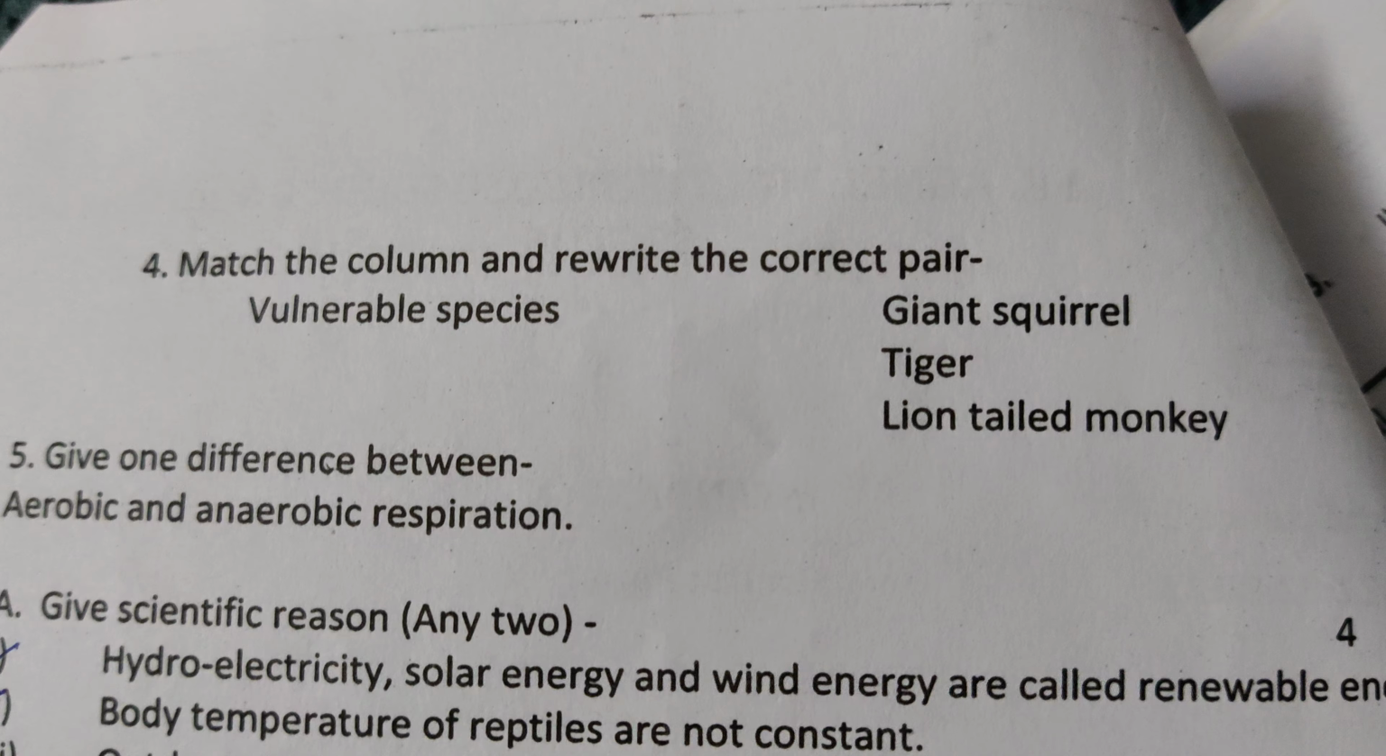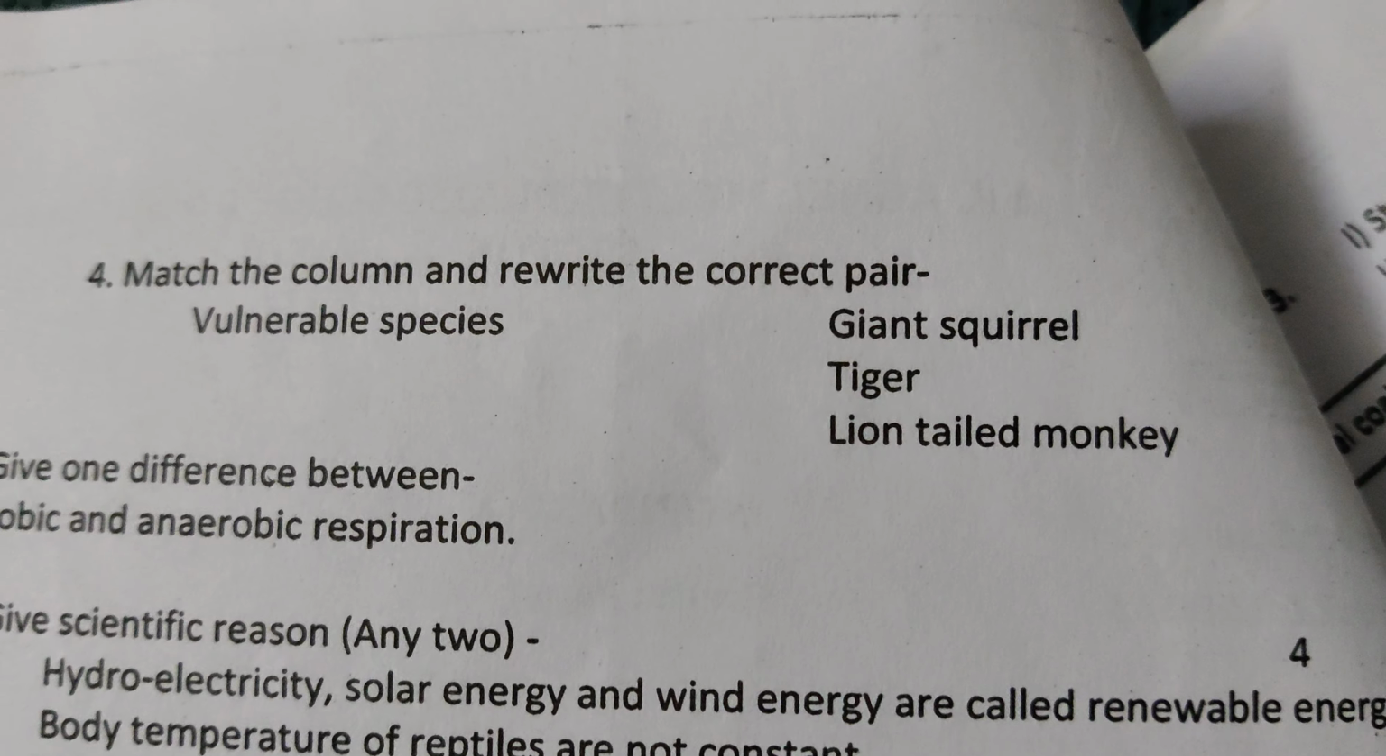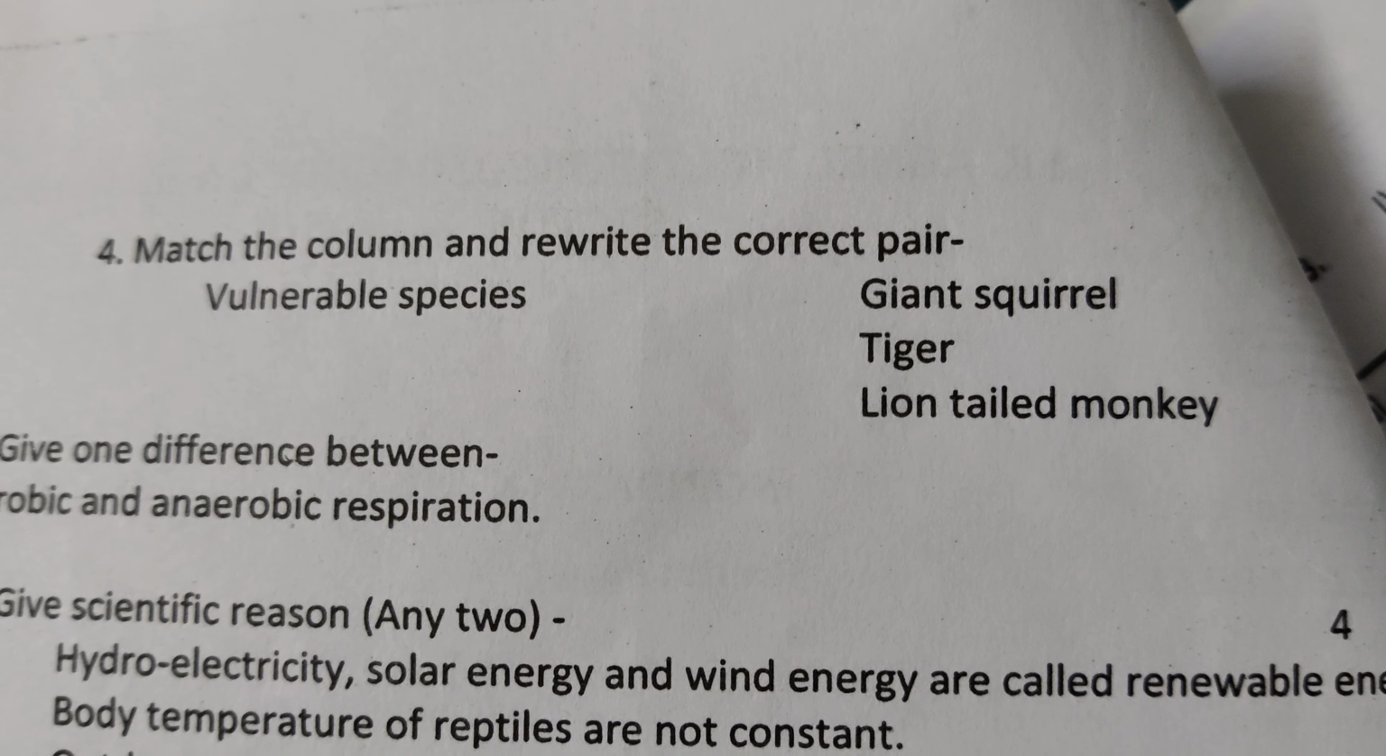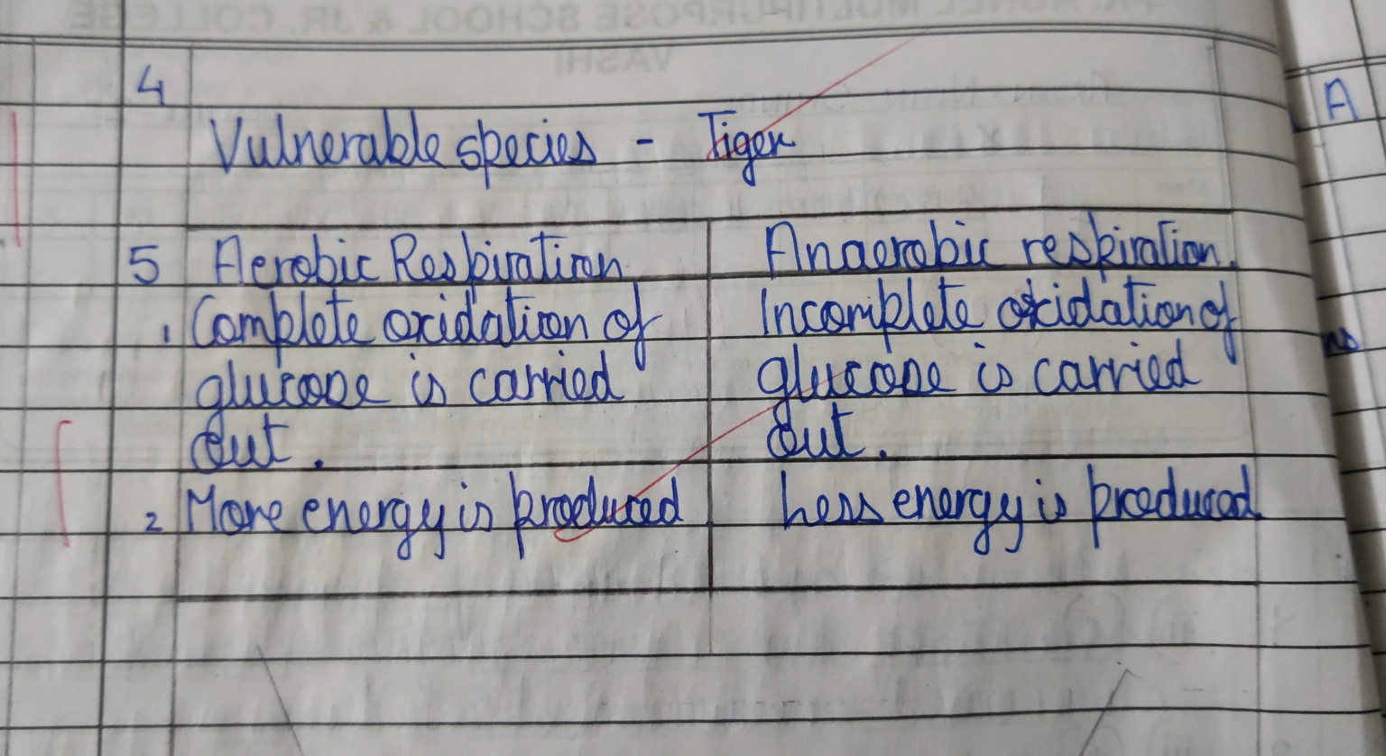Match the column and rewrite the correct pair. Vulnerable species. The options are giant squirrel, tiger, lion-tailed monkey. And the answer is tiger.